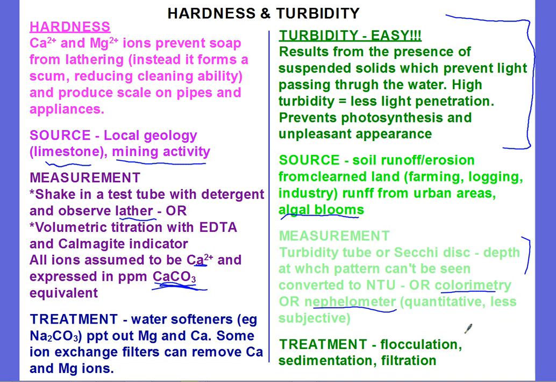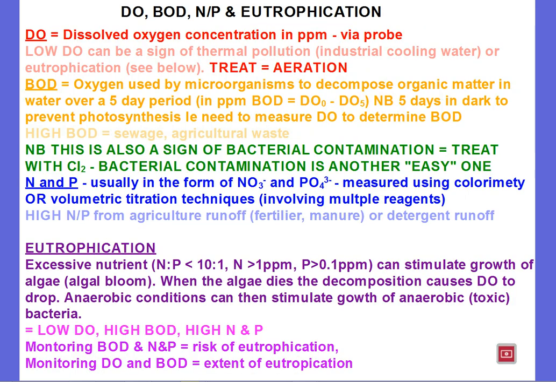How do you treat turbidity? Once again, a nice easy one to talk about. You can flocculate the particles, you can sediment them and filter them. So that's why I choose turbidity. pH and turbidity are very good ones to choose because it's easy to talk about the source, the measurement and the treatment. Next comes DO, BOD, nitrogen, phosphorus and eutrophication.